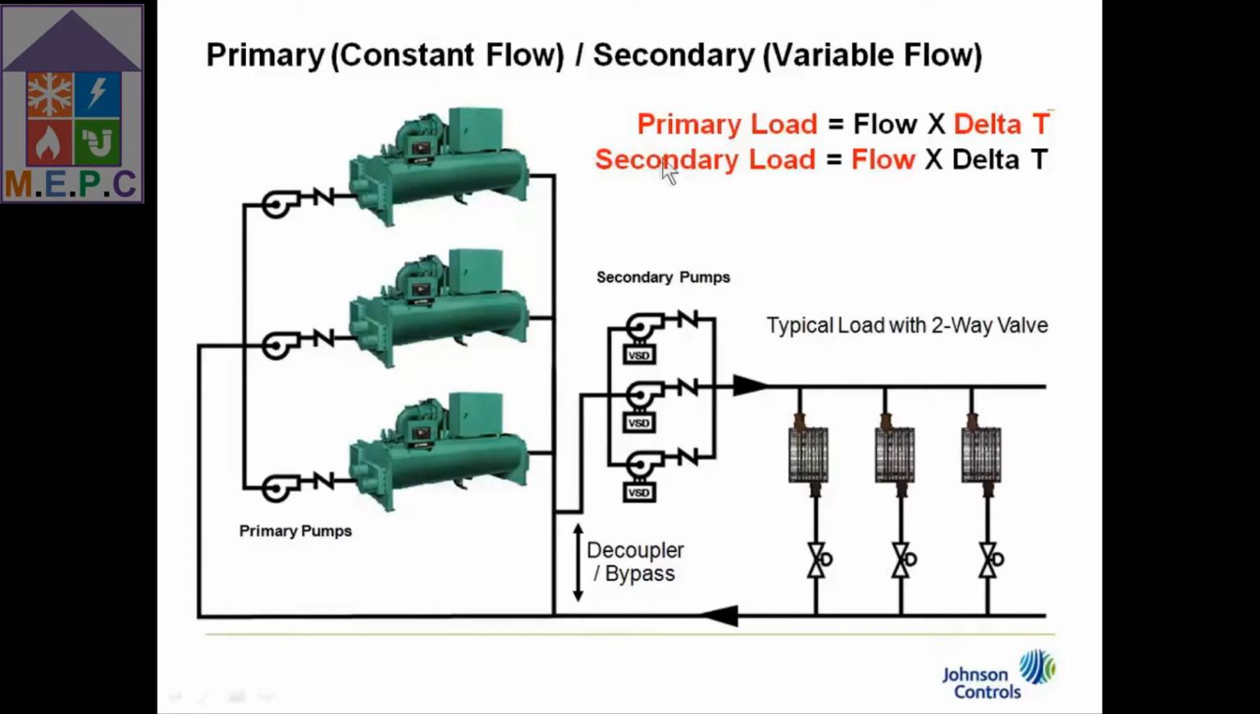Now, in a primary-secondary system, the primary load is equal to flow times delta T, but delta T varies with load. That's why it's in red. In the secondary, load varies with flow, but it's still load is equal to flow times delta T. An understanding of that equation makes it pretty easy to troubleshoot troublesome systems.